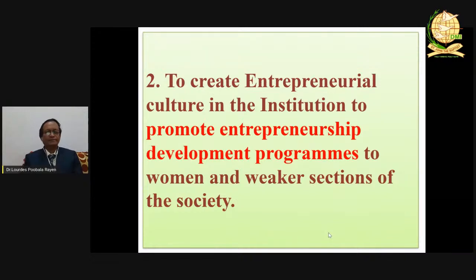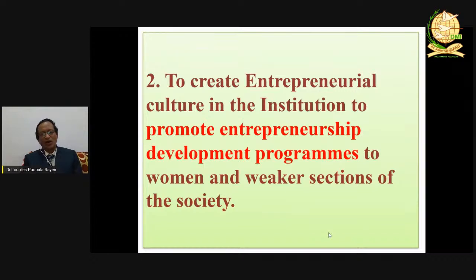Coming to the second one, we need to create an entrepreneurial culture in the institution. What for? To promote entrepreneurship development programs for women, especially, and weaker sections of the society. Here we are not leaving out men. It includes men also. But we need to concentrate more on women and the weaker sections of the society.